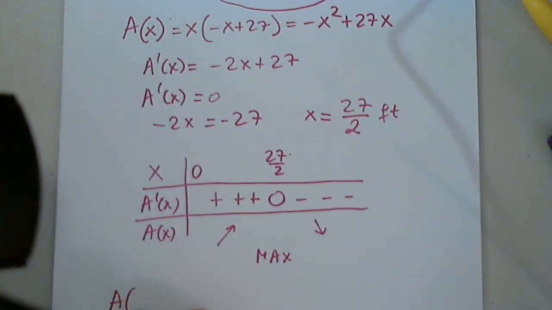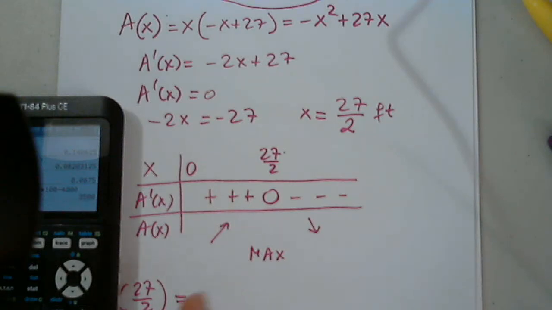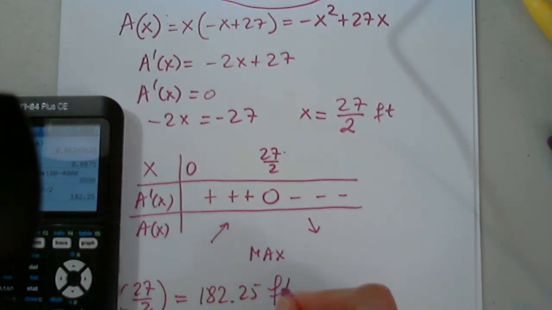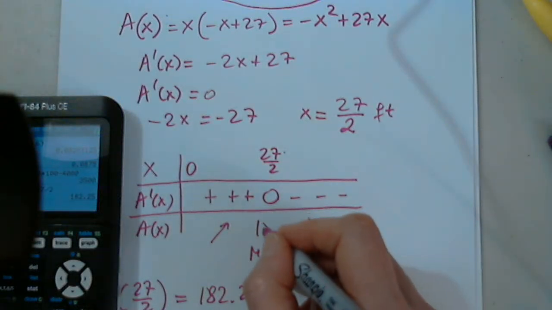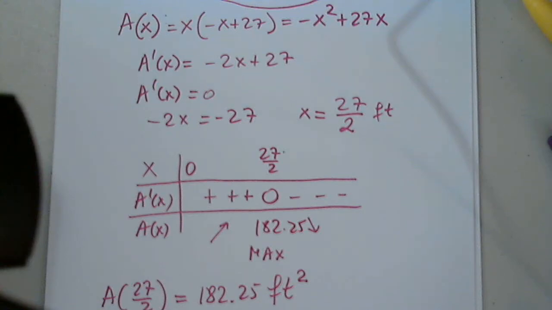So I will determine A of 27 divided by 2, and I get the maximum. I'll plug it in the function: negative 27 divided by 2, squared, plus 27 times 27 divided by 2. And I got 182.25, and this is of course in square feet because we're talking about area. I was hoping for something more exciting.